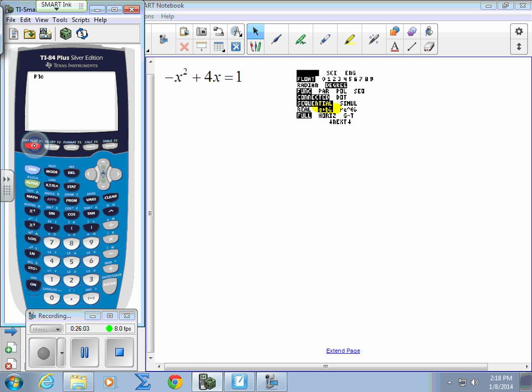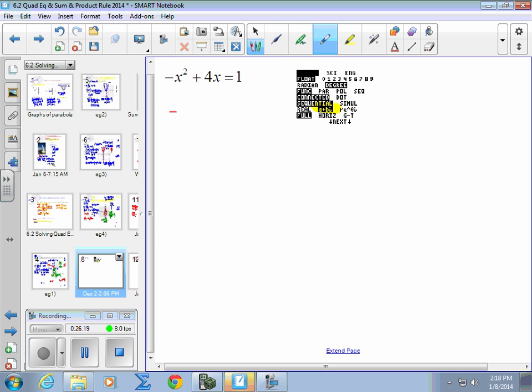Okay, and I'm going to go up to Y equals, and I want to put in this equation. So I'm going to take this one out. So I have negative x squared plus 4x minus 1, which is the equation that we have up here. Negative x squared plus 4x minus 1.